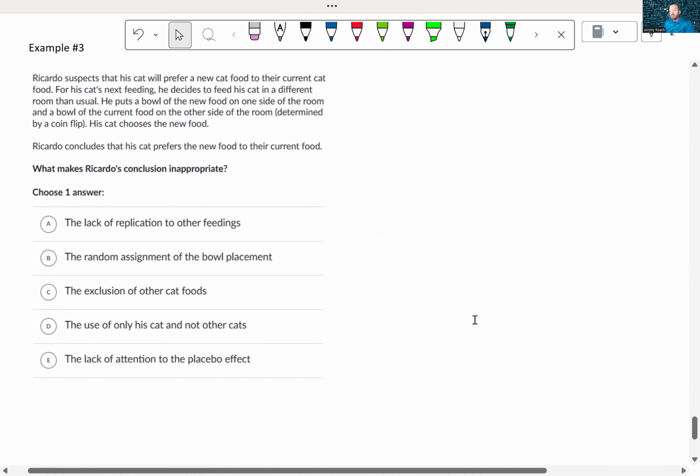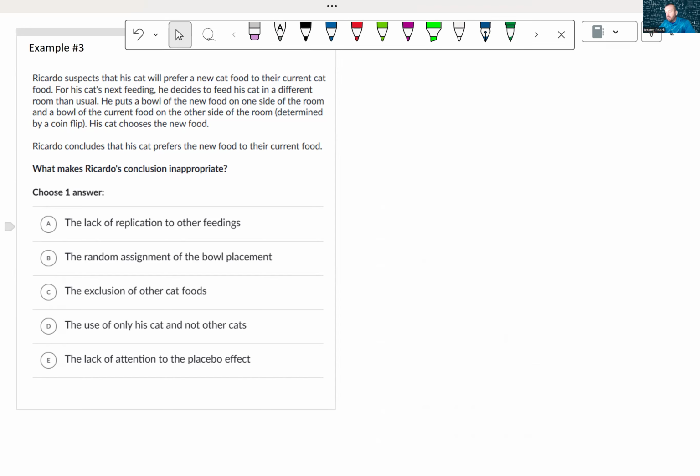Okay, and our last example. Ricardo suspects that his cat will prefer new cat food to their current cat food. The next time that he feeds his cat, he decides to feed him in a different room than normal. He puts a bowl of the new food on one side of the room and a bowl of the normal cat food that the cat's been eating all along on the other side of the room. And he determines what side of the room he's going to put the food on by flipping a coin. So it's totally random. And his cat chooses the new food. Ricardo concludes that his cat prefers the new food to the current food.